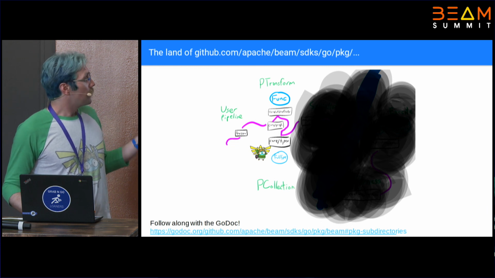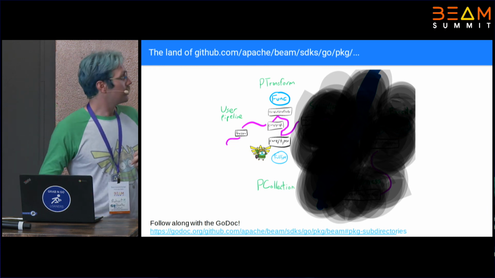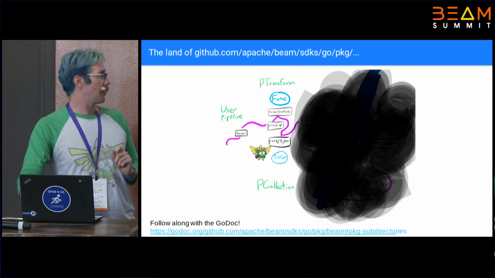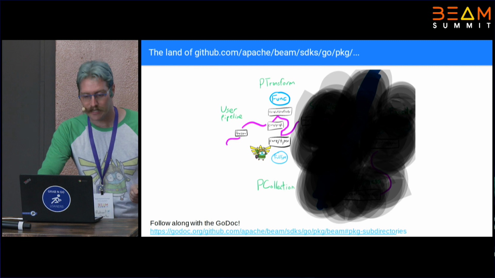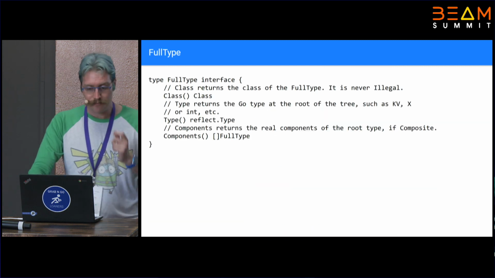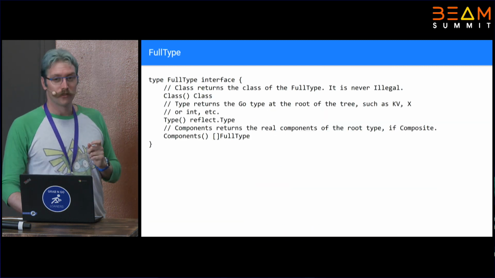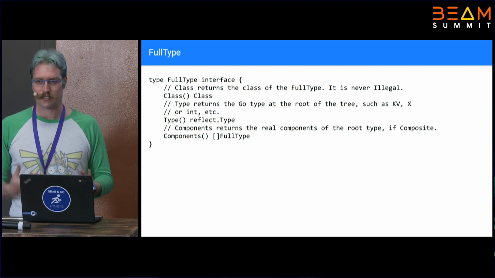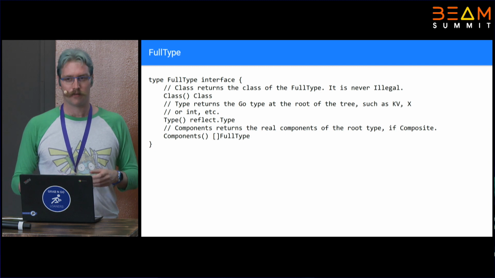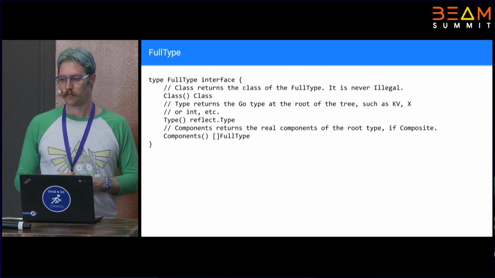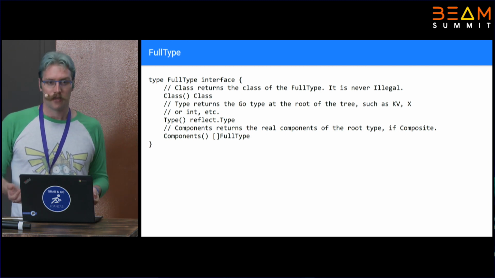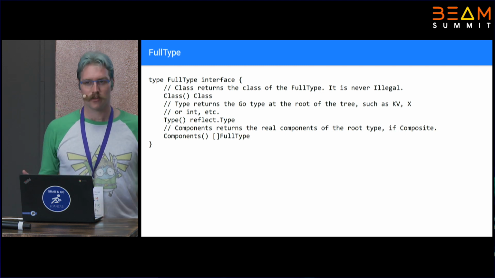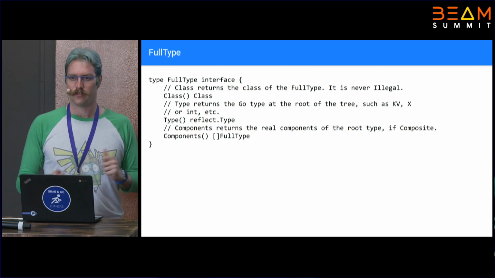Moving along, PCollections are represented largely by, or handled largely by the FullType class coming from core/typex. The FullType class is the notional representation of your full PCollection type. Because Go does not have generics or duck typing, there's no way for Go to specifically say KV something or other without having some kind of indirection here.